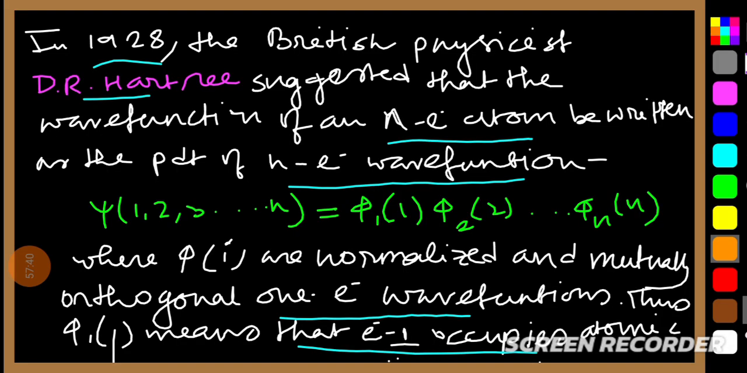In 1928, the British physicist Dr. Hartree suggested that the wave function of an electron atom be retained as the product of one-electron wave functions. So according to Hartree, the overall wave function of up to n electrons should be equal to the product of the individual wave function components of all the electrons up to n. Okay, that means the overall wave function from 1 to n electrons is equal to the product of the individual wave functions.